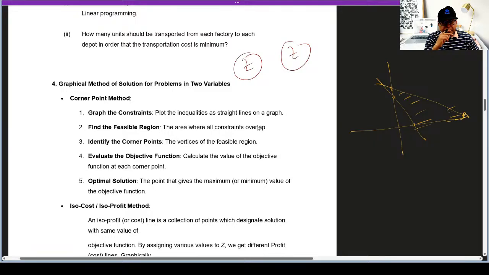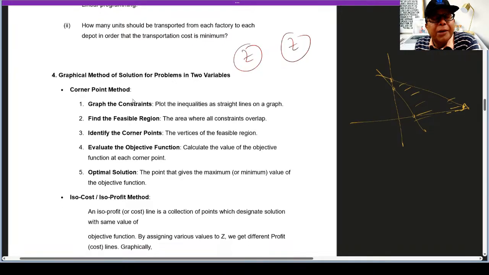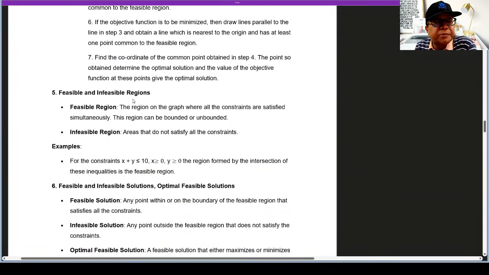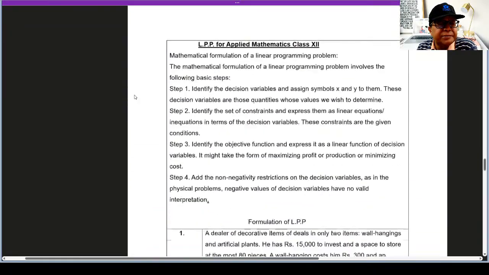Okay? I'll be telling you the ISO cost or ISO profit method, but not now. Let us understand this properly by doing some standard problems. Just wait.